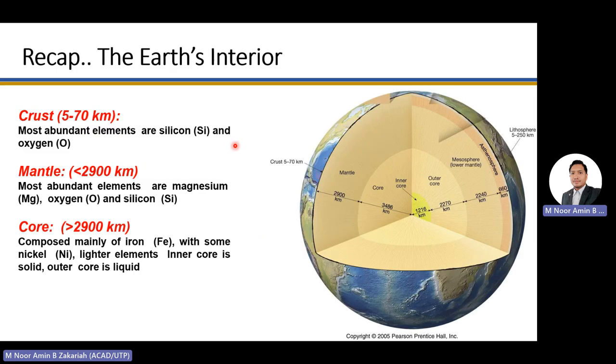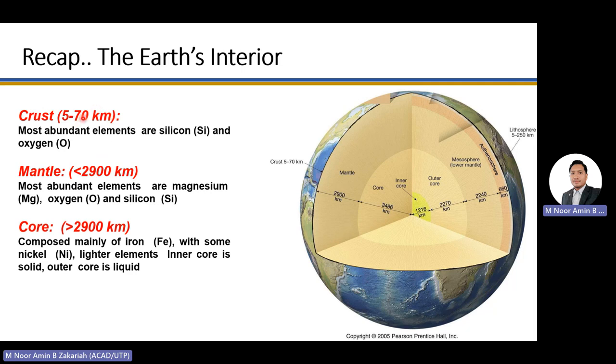So we're going to be recalling the composition of the Earth's interior that we have learned last time. The Earth is made up of 3 layers. We know about it: the crust, with thickness around 5 to 70 kilometers; the mantle, less than 2900 kilometers; and the core, at 2900 kilometers. And the crust is the outermost layer of the Earth. It is the thinnest layer.